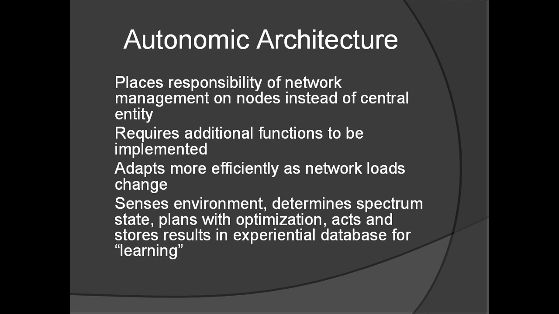An autonomic architecture places the responsibility of network management on nodes instead of a central entity. This requires additional functions to be implemented in the nodes to pick up the slack. This autonomic arrangement adapts far more efficiently as network loads change, as well as the environment. The autonomic nodes sense their environment, determine the spectrum state, plan with optimization in mind, act, and they store the results in an experiential database to, in effect, learn from the situation and improve future responses.